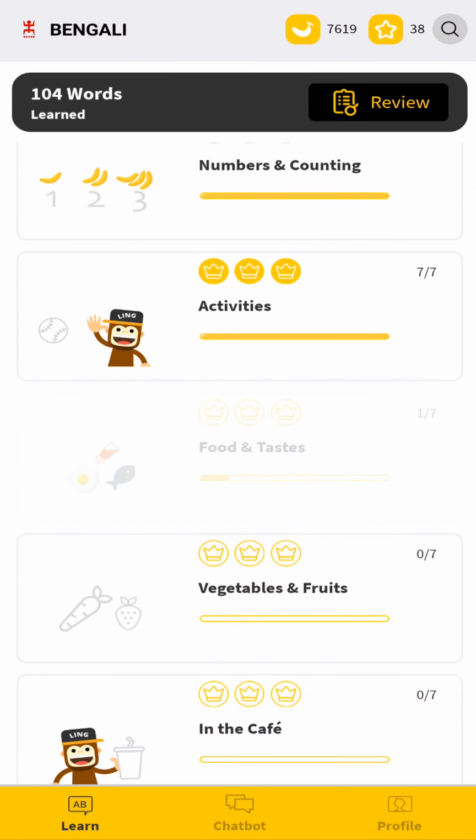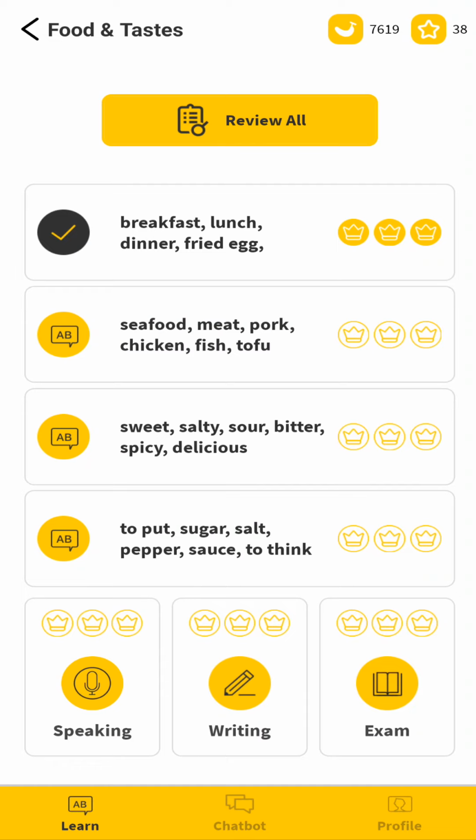Food and tastes. Okay, click on that, and I've already done the first one, which is ticked in black: breakfast, lunch, dinner, fried egg. So let's jump into the next one, which is seafood, meat, pork, chicken, fish, tofu. Don't know how to say seafood. Meat is mangsho. Pork, I don't know. Chicken is either murgi, which is a chicken that runs around, or murgir mangsho, which is chicken meat. Fish. I combined the two. Fish. I did it again. Fish is mach. Tofu, I don't know how to say, so let's jump in.